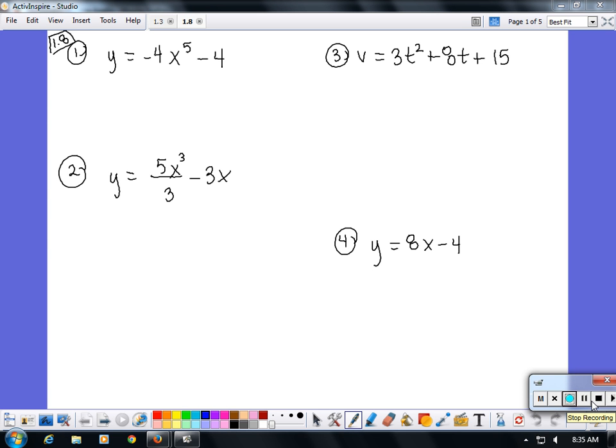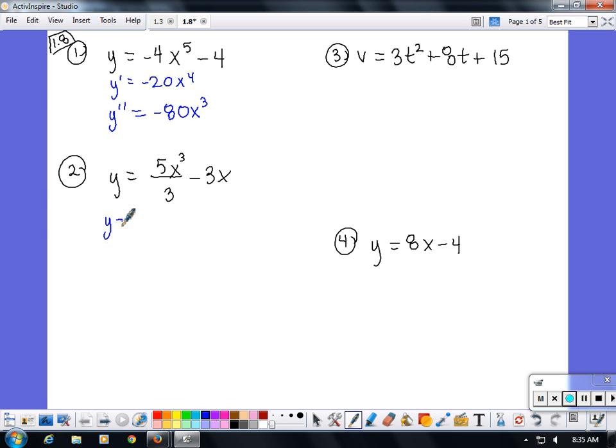1.8 homework help. We are finding second derivatives. So first you're going to find the first derivative. Y prime equals negative 20 x to the fourth. And then just take the derivative of that, negative 80 x to the third. And that's it.